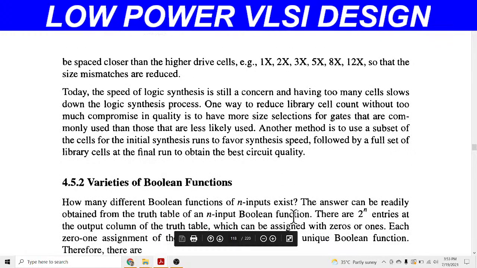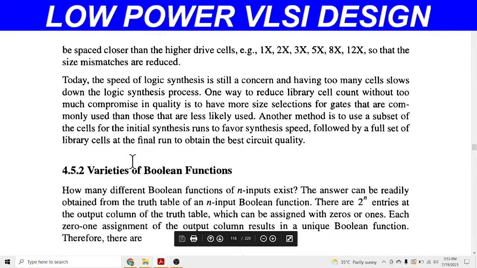Now, what is the second property? The second property of this cell library is the variety of Boolean functions. What is the meaning of Boolean function? We know that in any digital circuitry, the number of Boolean functions depends upon the number of inputs. It means that if we have two inputs in a gate, we know that four different output combinations are generated. But if you are talking about Boolean functions, how many Boolean functions are generated?